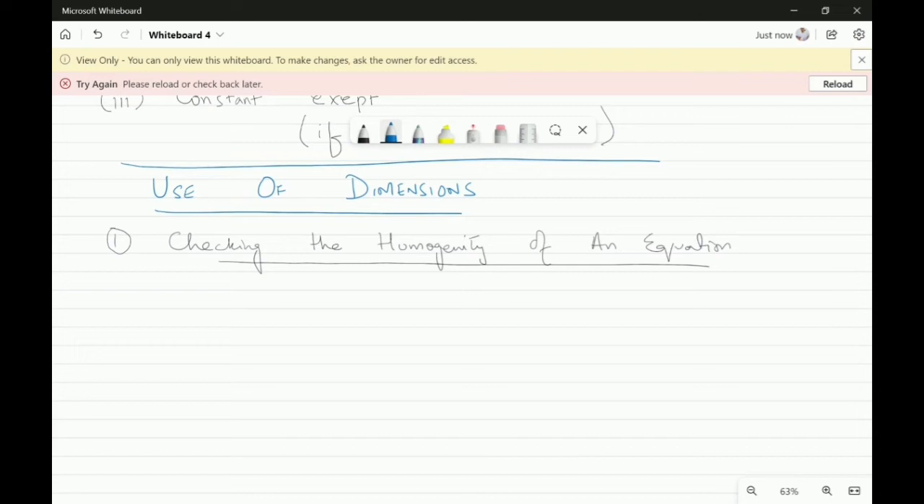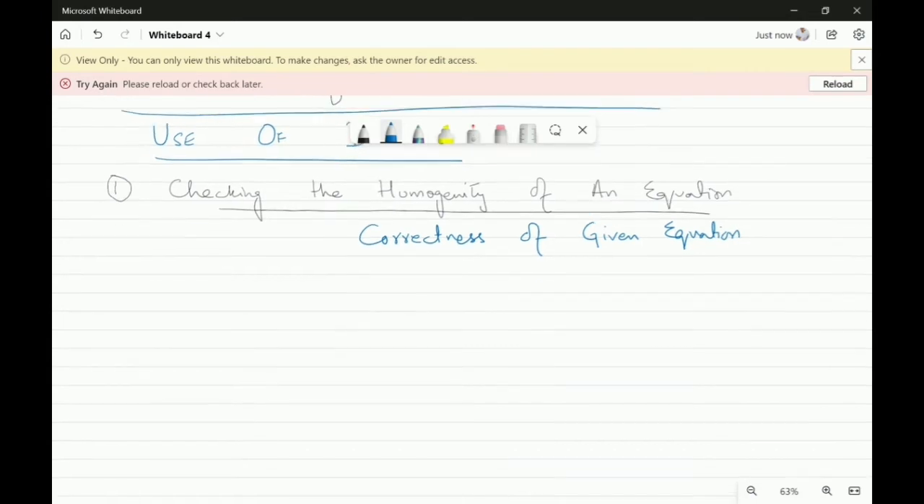Now, a question could be there in your mind. What does it mean by homogeneity? So we can say that checking the correctness of a given equation, whether the given equation is dimensionally correct or not. Correctness of a given equation.